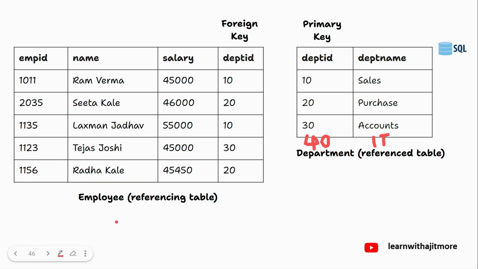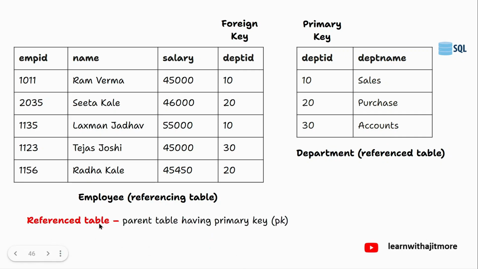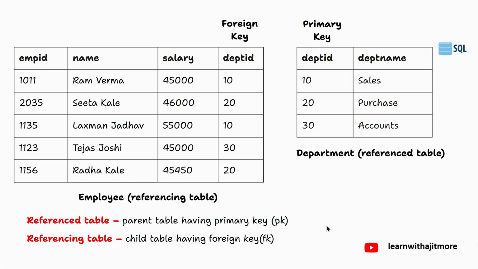But vice versa is not possible. Like you have an employee and you are giving a department, but that department doesn't exist. That is not valid. Therefore, I'm saying that the employee's existence is dependent on the department, not vice versa. So who is the referenced table? The parent table, which has the primary key. And the table in which we have the foreign key is called the referencing table, the child table.